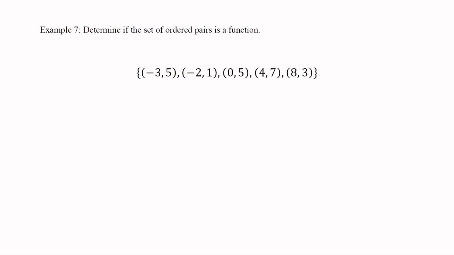So let's look at some examples of this. We're going to determine if the set of ordered pairs is a function. So here's our set of ordered pairs. We're first going to look at all the inputs. Every input value is different. So since every input value is different, we don't even have to look at the y values. We have a function.